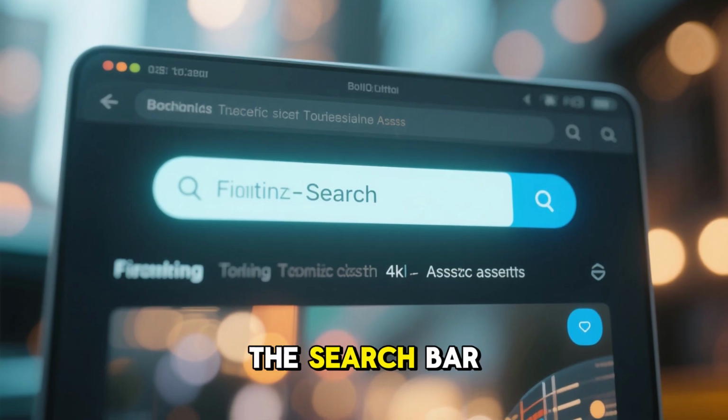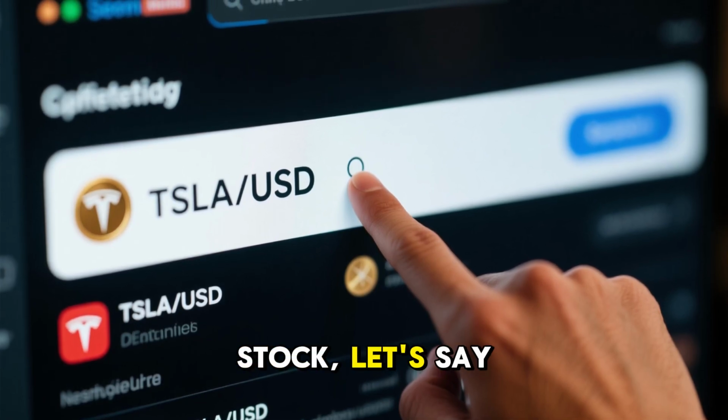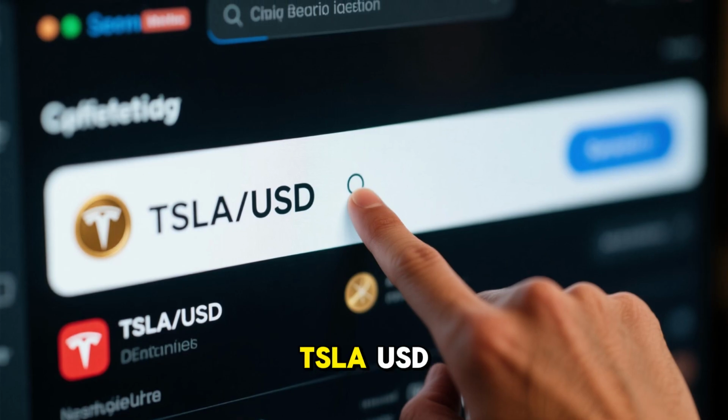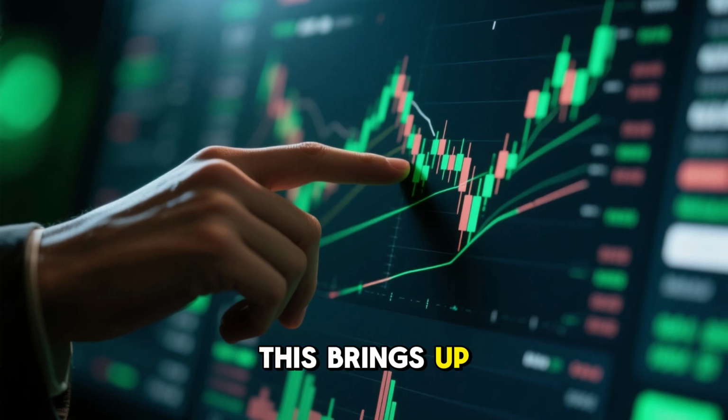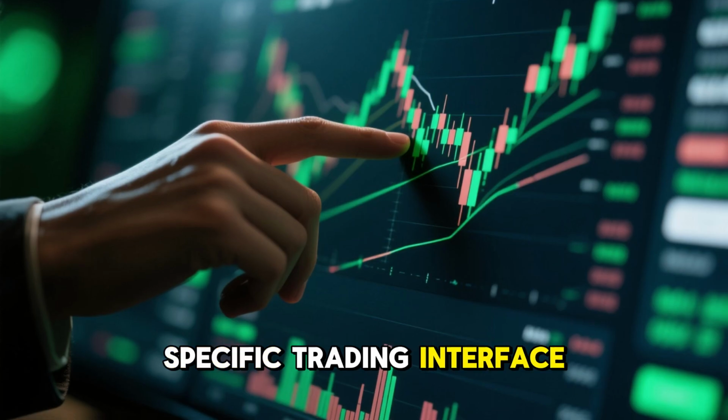Let's find a tokenized asset to trade. I'm going to use the search bar at the top left and type in a popular tokenized stock. Let's say a token representing shares of Tesla, which might have a ticker like TSLA USD. This brings up the trading pair. Clicking on it will load its specific trading interface.